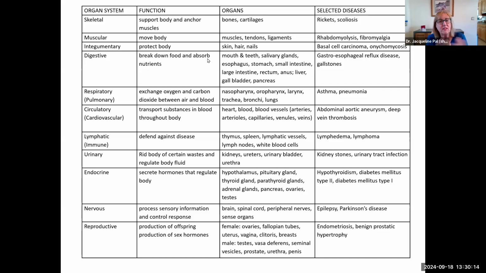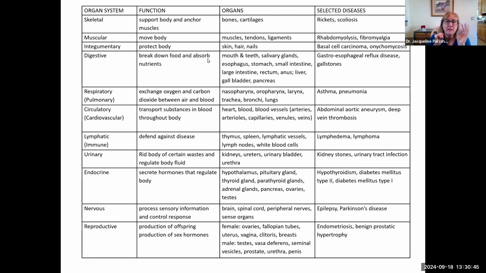Digestive system is the one responsible for breaking down your food. Not only does it break down your food, but it's also responsible for absorbing those nutrients. And so there's lots of organs here, starting in your mouth with your teeth, your salivary glands, esophagus, stomach, small intestine, large intestine, your rectum, and anus, as well as accessory organs, which include your liver, your gallbladder, and your pancreas. And some diseases are GERD, gastroesophageal reflux disease, as well as gallstones, cholelithiasis.